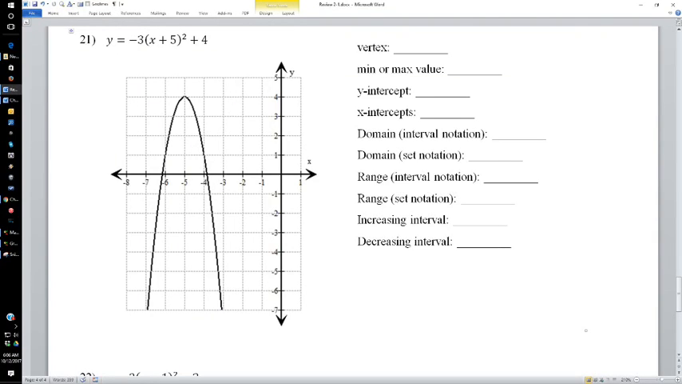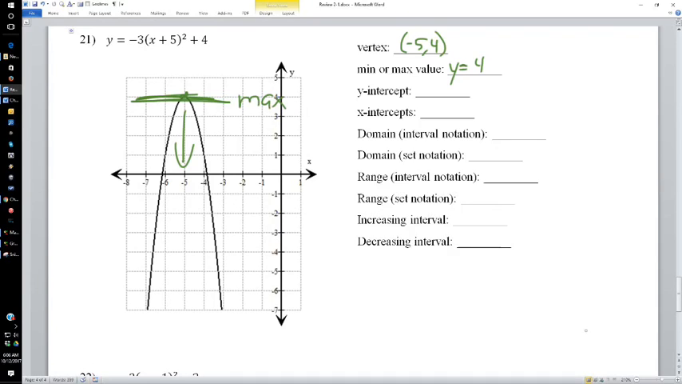Algebraic reasoning review 2.1 and 2.2. This is number 21. Alright, again, this is quadratic, so I'm going to burn through this one. At this point, you should realize that your vertex is right here at negative 5, 4. Since it's up top and everything's below, that's a max at y equals 4.